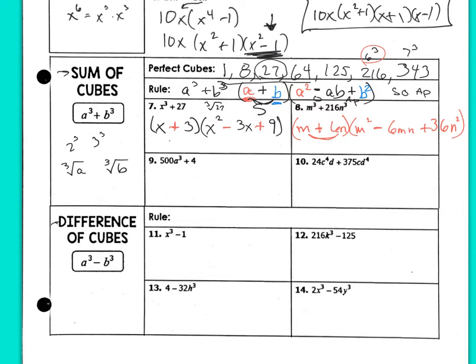For number 9, these are not on my perfect cube list. So they have a greatest common factor. 4 goes into both of them. 500 divided by 4 is 125, and then a to the third is still there. And 4 divided by 4 is 1. So now we have the perfect cubes again. So 4 stays there. 2 terms, 3 terms. That's how this always works. Cube root of 125. That's a 5. And the a is still there. Cube root of 1 is 1. Square the 5a, 25a squared. Multiply them together, square the 1. Signs go same, opposite, always positive at the end.